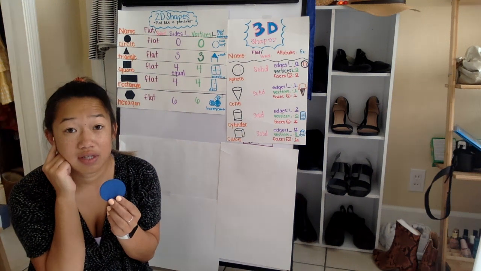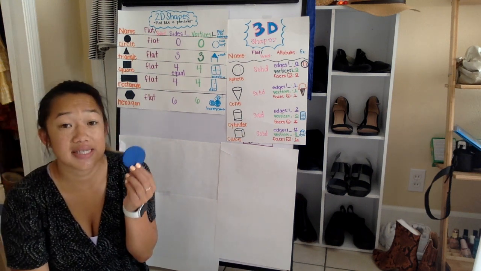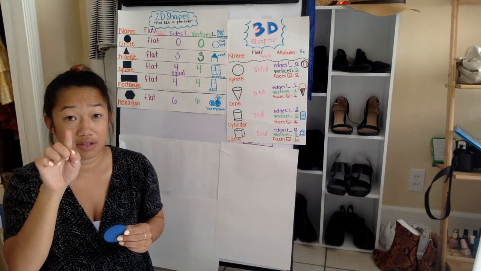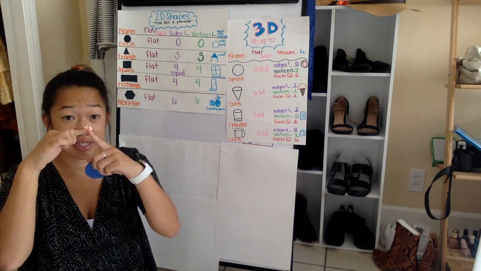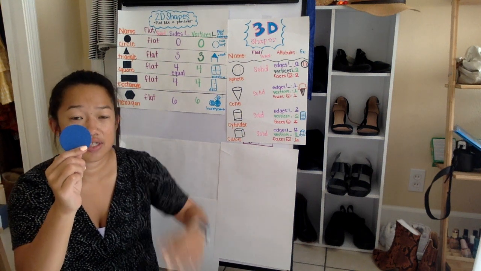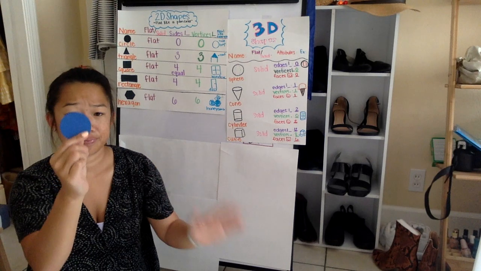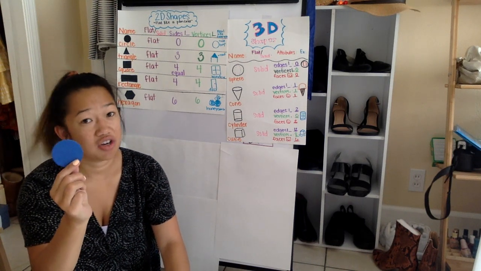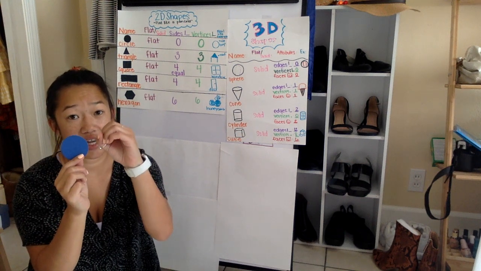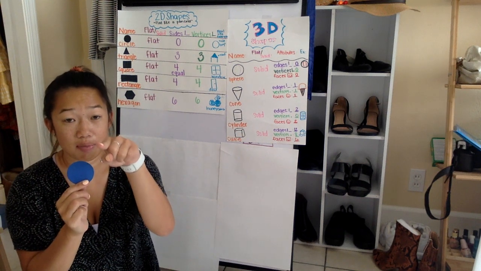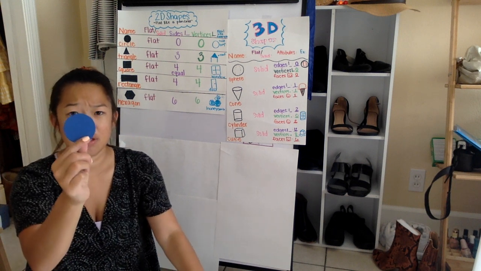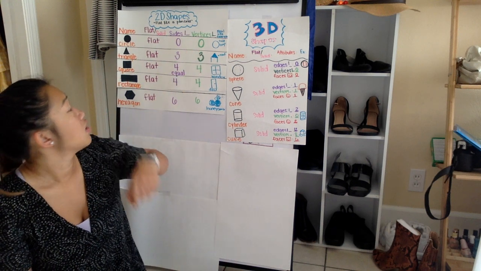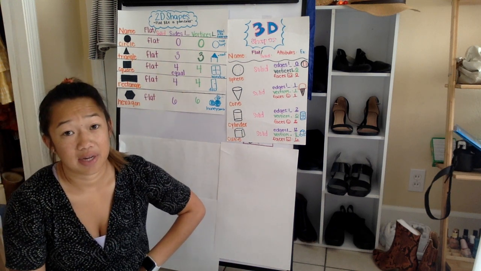So the attributes that we talk about with 2D shapes are sides or edges, and vertices. Those are the points or the parts where edges and sides connect. So let's think. Sides usually look like straight lines. Does a circle have any sides? You're right. A circle has 0 sides. Now we're going to think about vertices, or the points. Those are where edges connect. Do you see any points on the circle? Nope. Circle has 0 vertices as well.